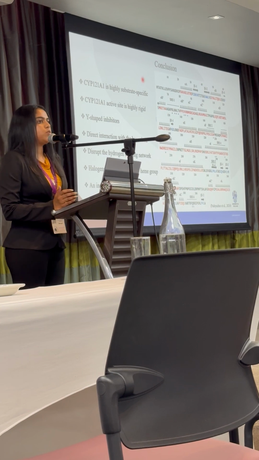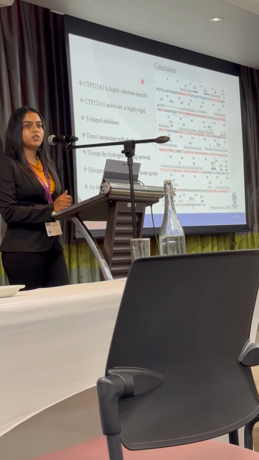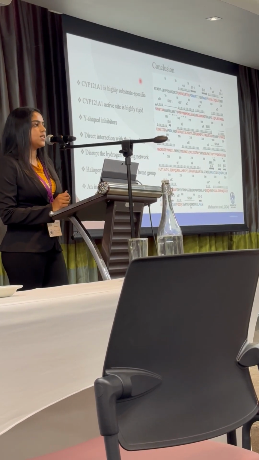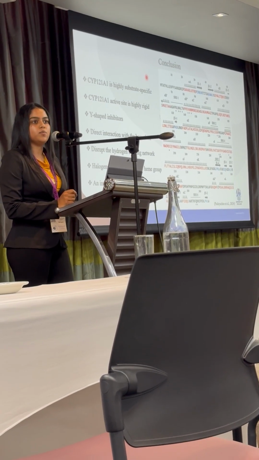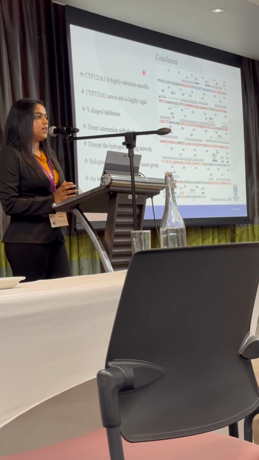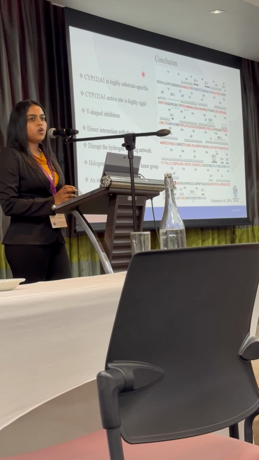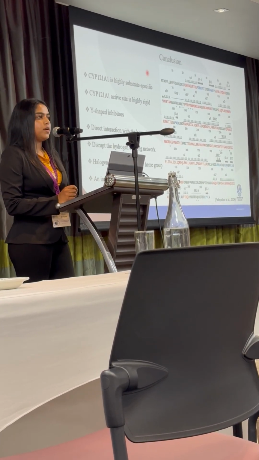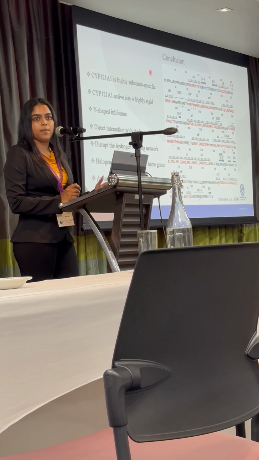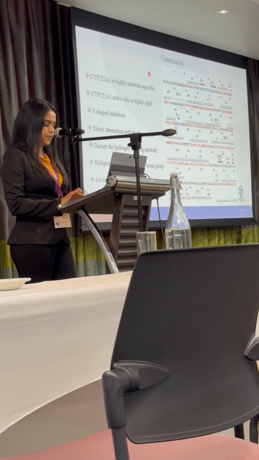So firstly, CYP121 is highly substrate specific, it's highly rigid, and in terms of designing inhibitors, you could use Y-shaped inhibitors, you could use inhibitors that will disrupt the hydrogen bonding network, either by directly coordinating the heme. You could incorporate an indole moiety to result in the expulsion of water molecules, as well as incorporating a halogen molecule to have a higher binding affinity than the native substrate.